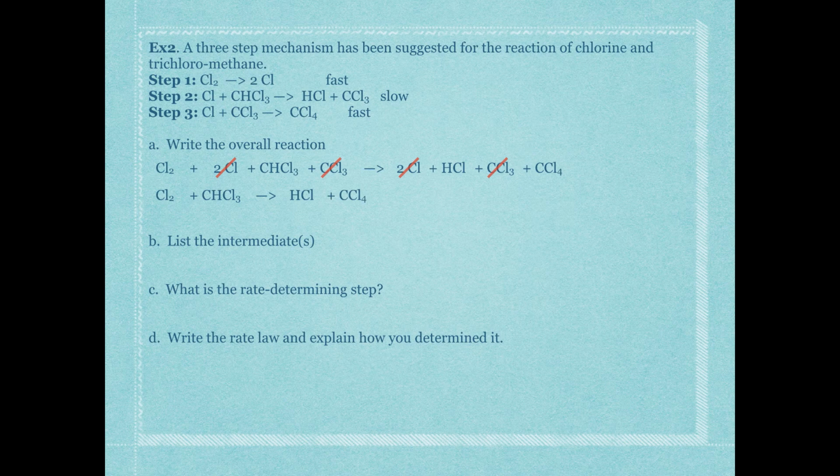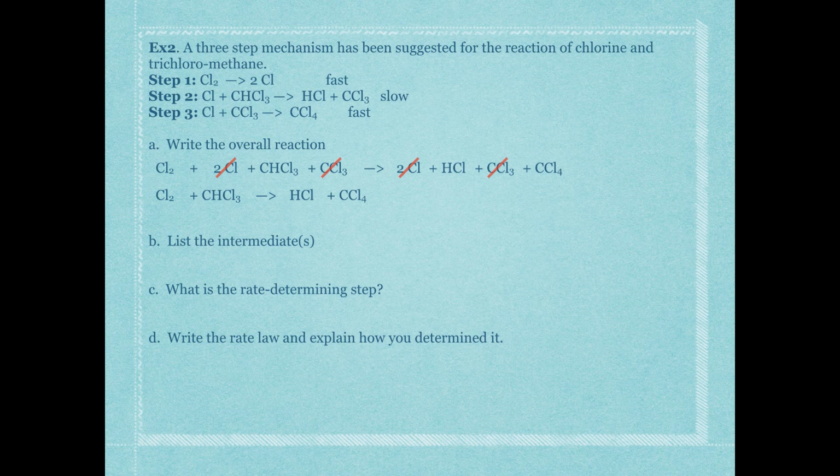Well, what are my intermediates? Remember, if you cancel something out in a reaction, it could either be an intermediate or a catalyst. Remember, an intermediate is going to be created during the course of the reaction and used up. Meanwhile, a catalyst exists at the beginning of the reaction and at the end of the reaction unchanged. So Cl could be an intermediate or a catalyst, and same with CCl3 since I canceled them out.